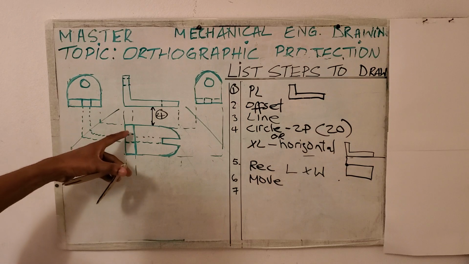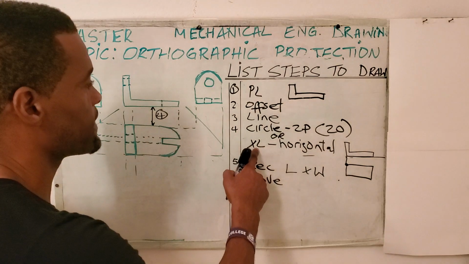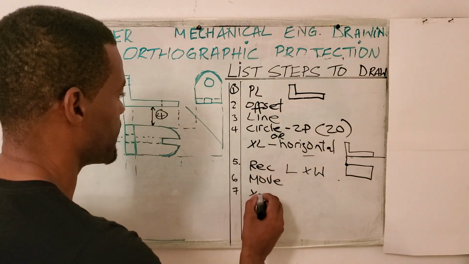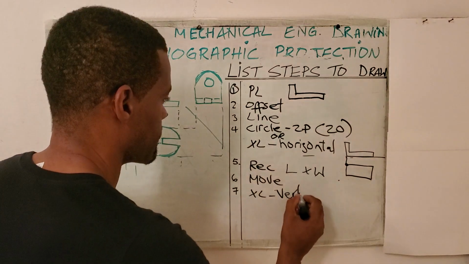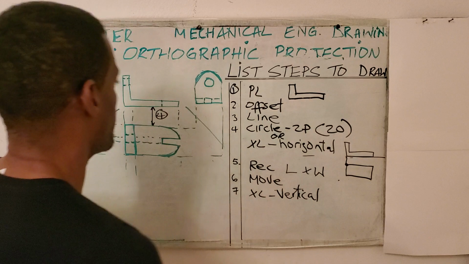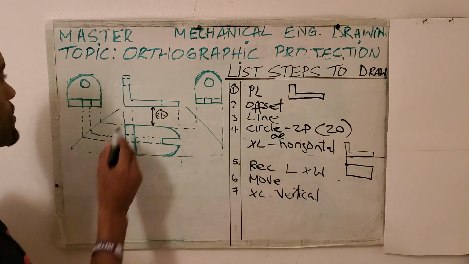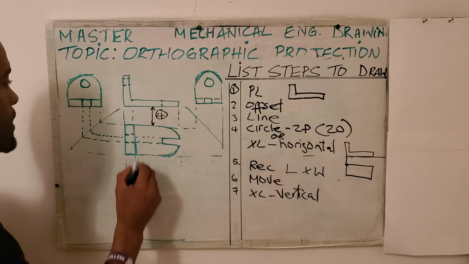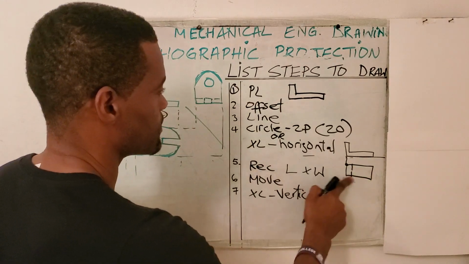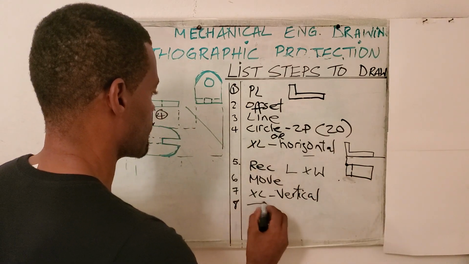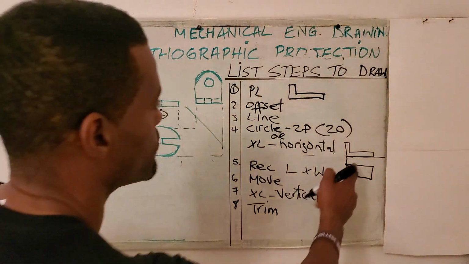We could then use XL. Construct XL is construction line. XL horizontal, XL vertical. XL vertical. Then touch this point here, touch this point here to get a vertical line here. Then trim to remove the excess there.